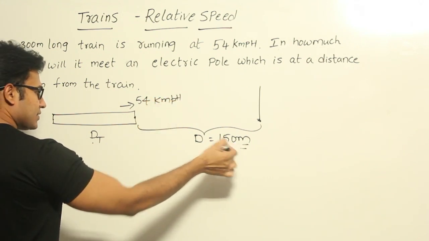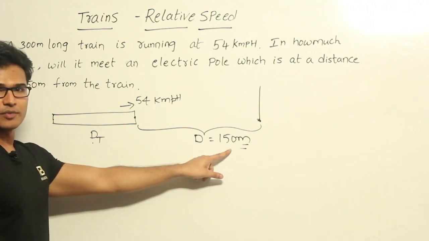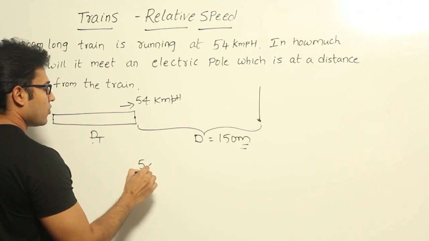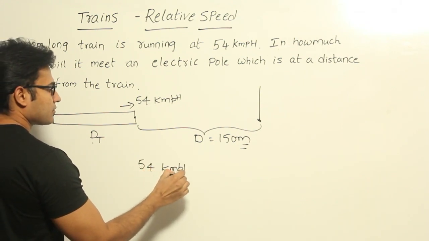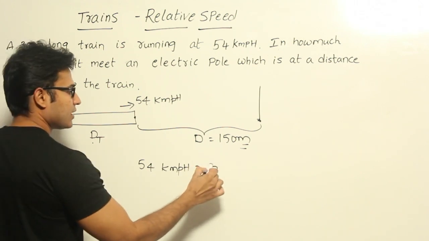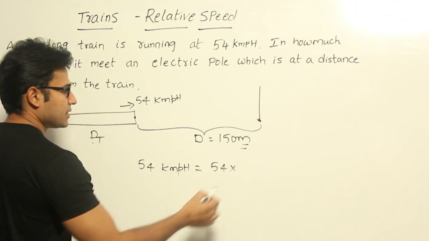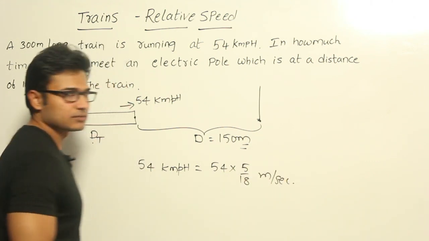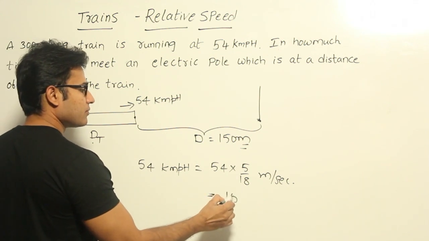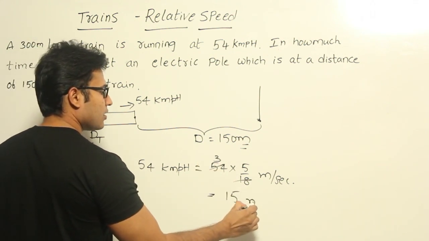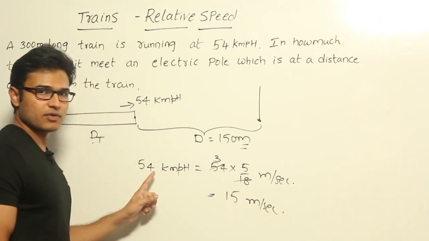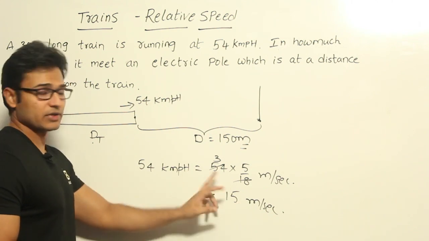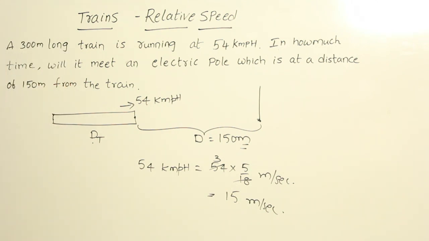Now the distance is given in meters, so either you can convert it to kilometers or you can convert the speed to meters per second, right? If I have 54 kilometers per hour, it is the same as 54 into 5 by 18 meters per second. So this is going to be 15 meters per second. So 54 kilometers per hour is equal to 15 meters per second. In the previous videos I showed you how to convert this. You are supposed to multiply with 5 by 18, right?